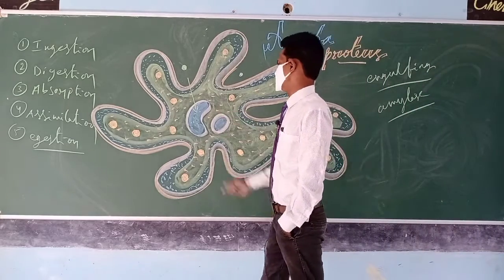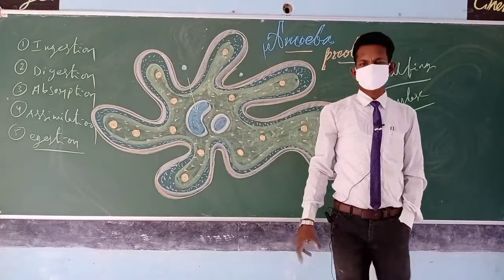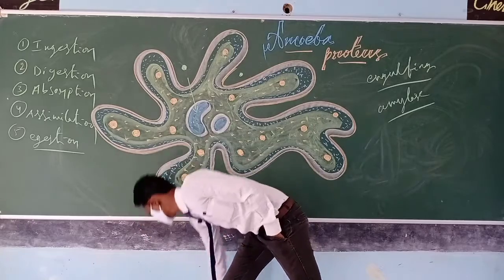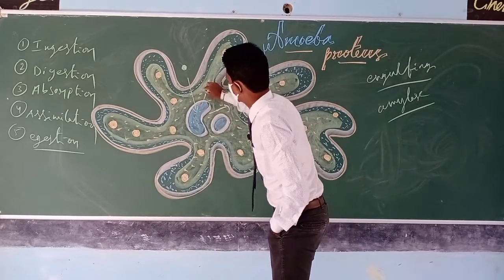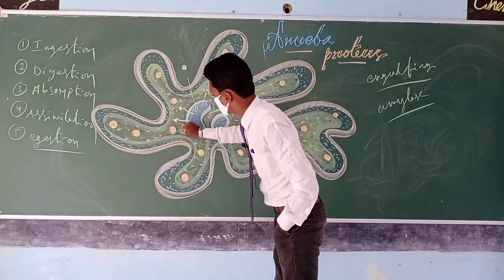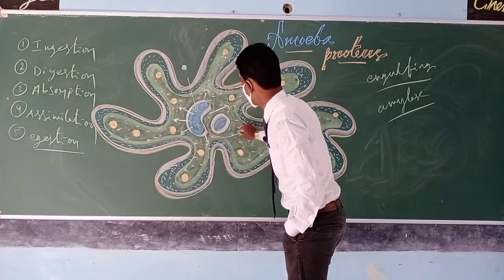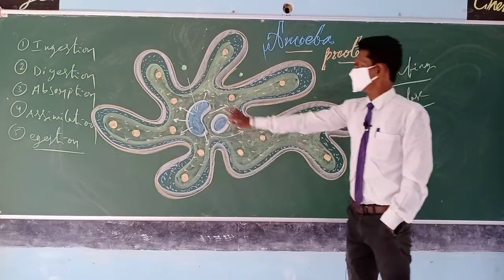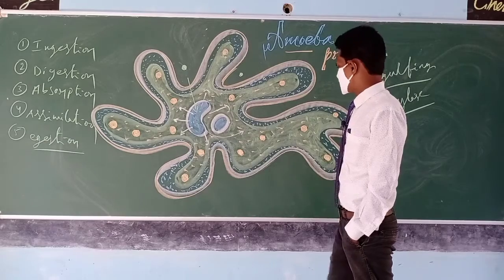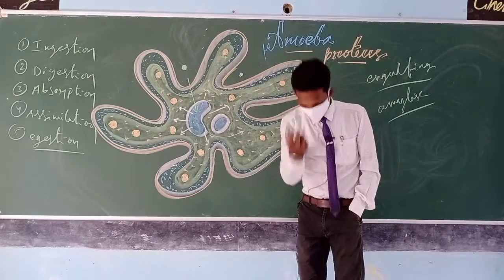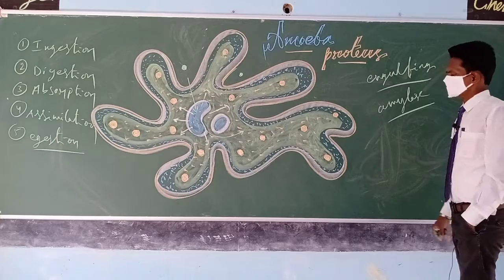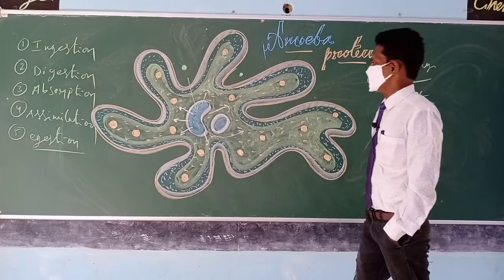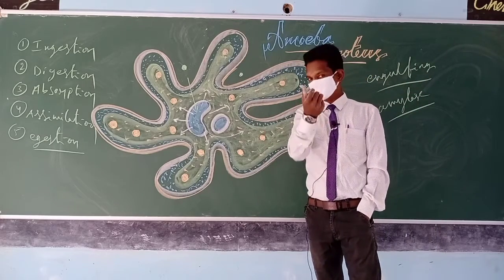After digestion, the food vacuole will burst. After bursting, the digested particles are spread throughout the cytoplasm of the amoeba, the ecto and endoplasm. This is known as absorption. This is the third phase. After spreading, the cytoplasm of the amoeba utilizes these digested particles for the production of energy and the maintenance of physiological activities done by the cell. That is called assimilation or utilization.